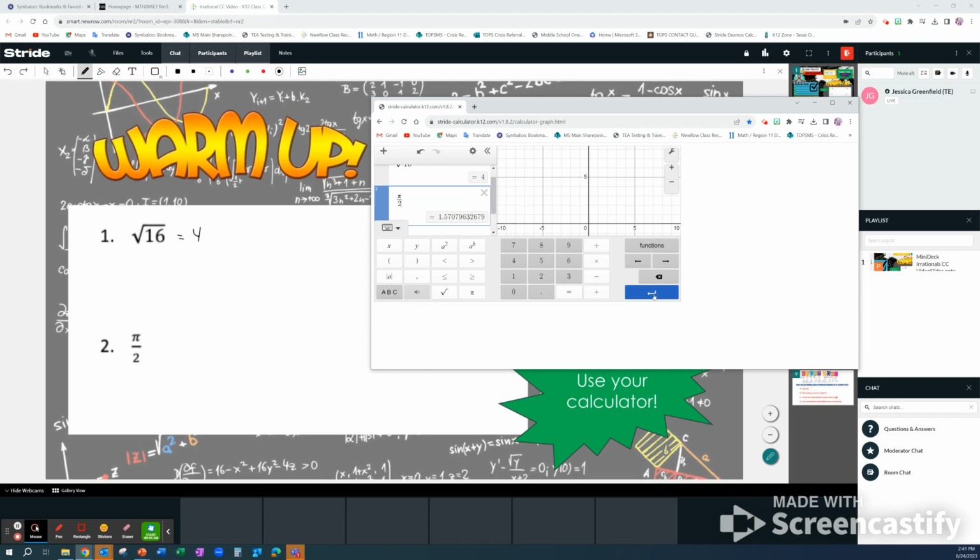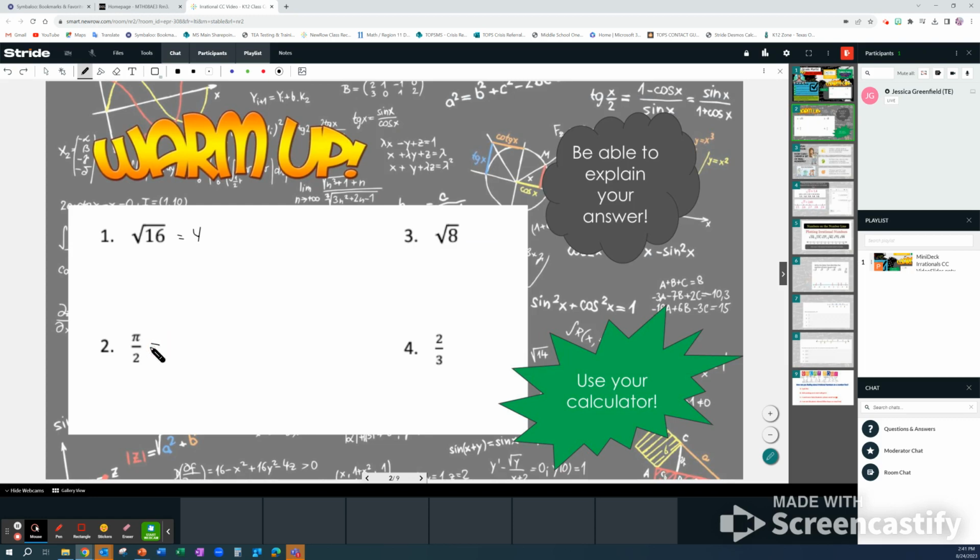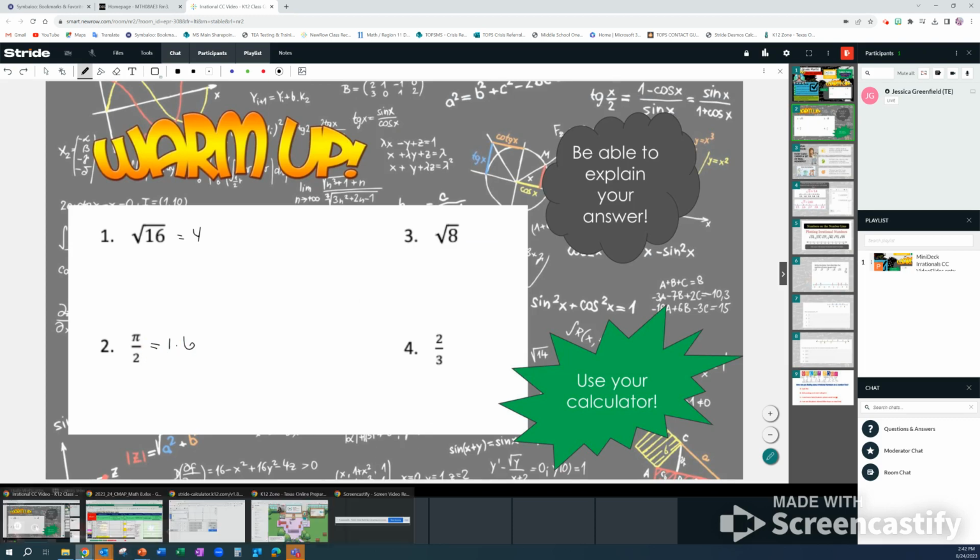Pi over 2 is equal to 1.5707. I'm going to round to the nearest tenth, and so that 7 is definitely going to push up that 5 into a 6. So I'm going to say that this is about 1.6.